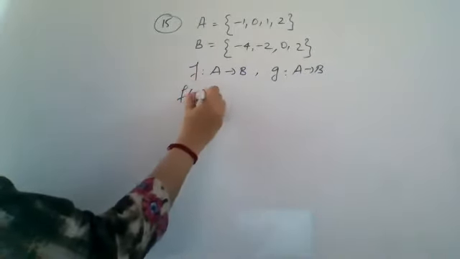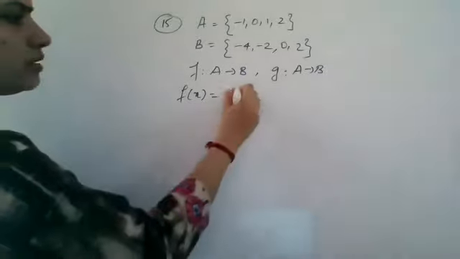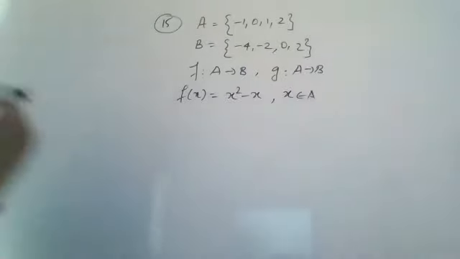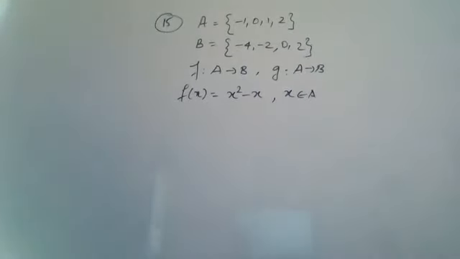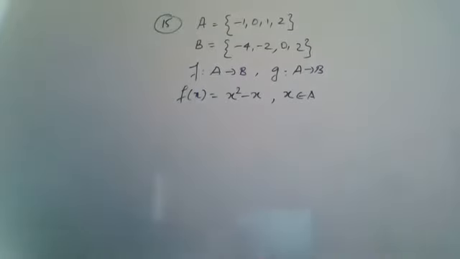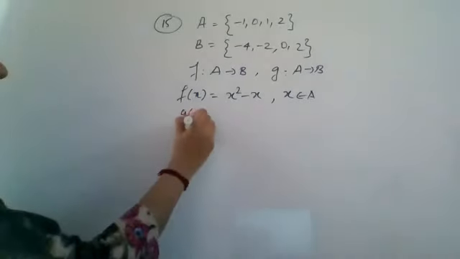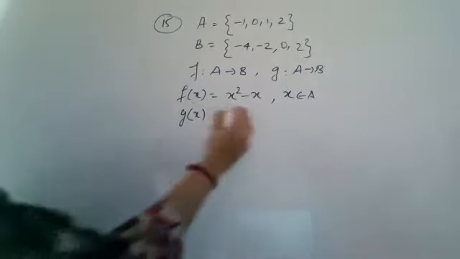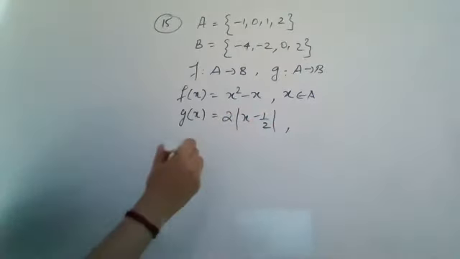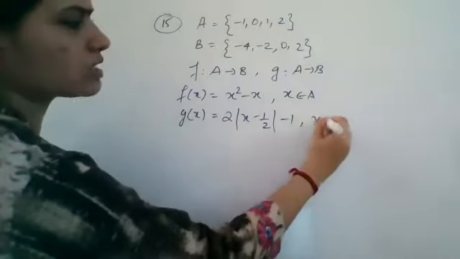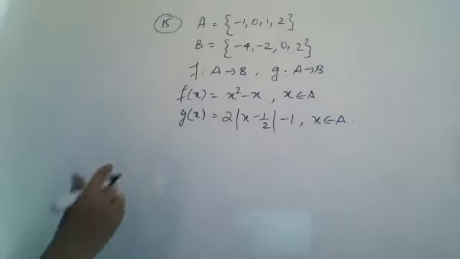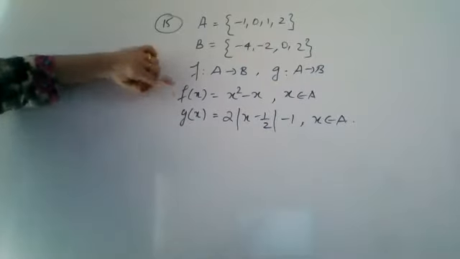Here f of x is defined as x square minus x, and g of x is equal to 2 into mod of x minus 1 by 2, for x belongs to A. These are the two definitions given for your f of x and g of x, both from A to B.